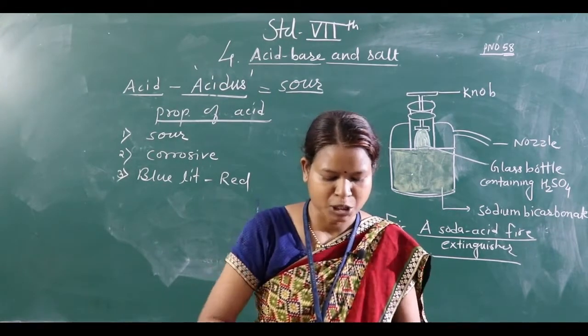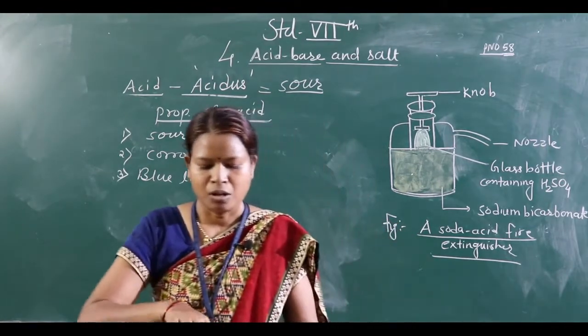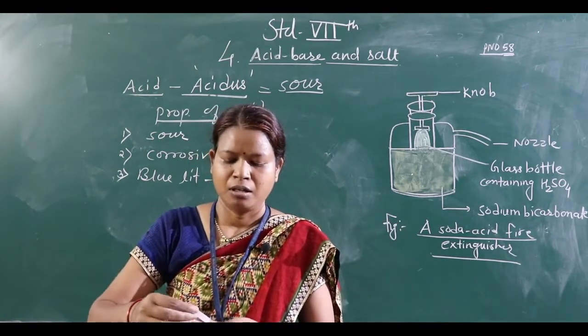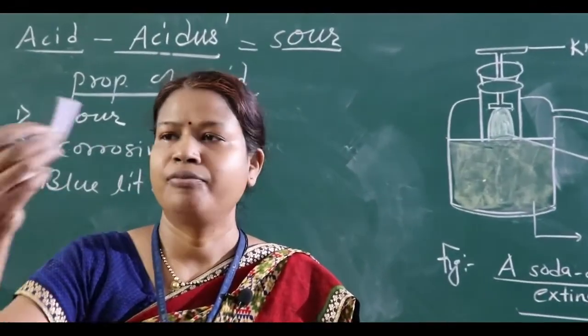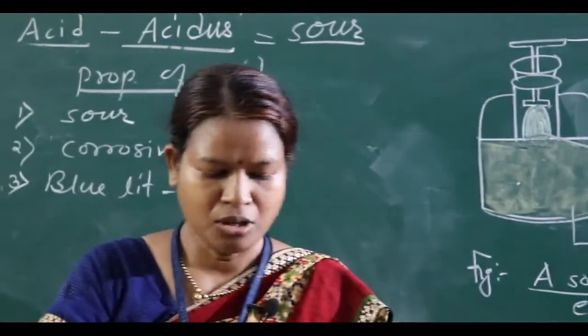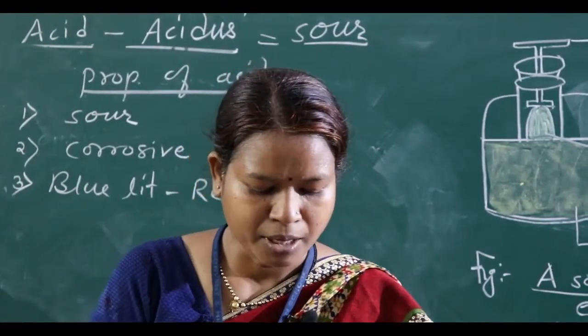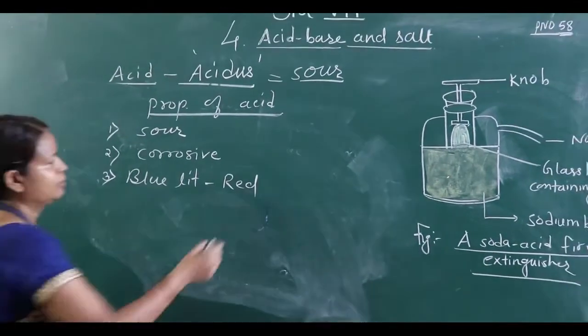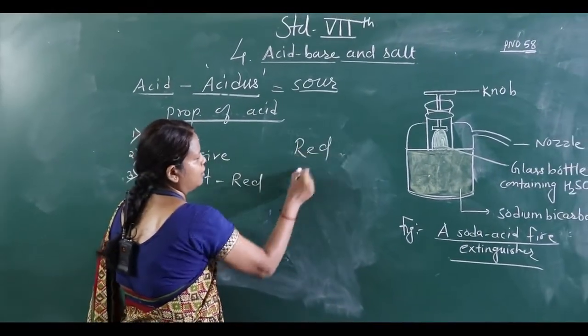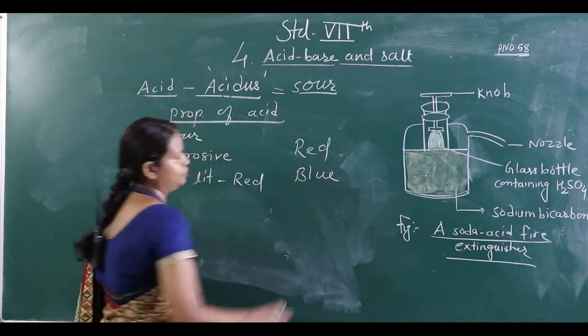All these are the litmus paper. You can see that this litmus paper strip is blue in color. Not only blue, but two types of litmus paper are available in our lab. Those colors are red and blue.